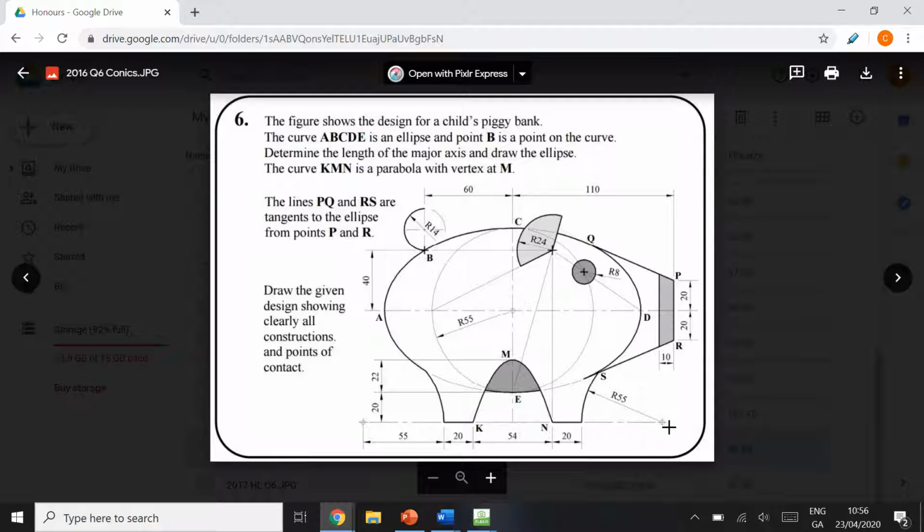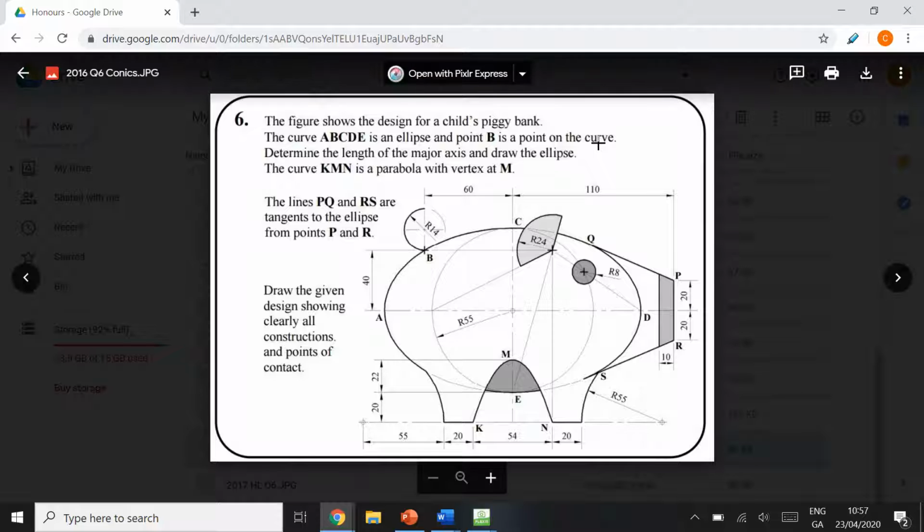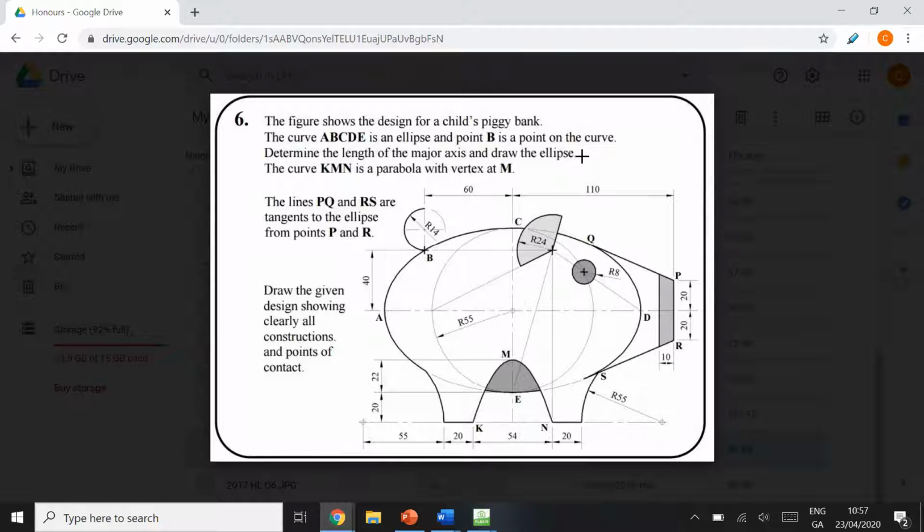Okay lads, so for homework you had 2016 question 6 higher level. The figure shows the design for a child's piggy bank. The curve ABCDE is an ellipse and point B is a point on the curve. Determine the length of the major axis and draw the ellipse.